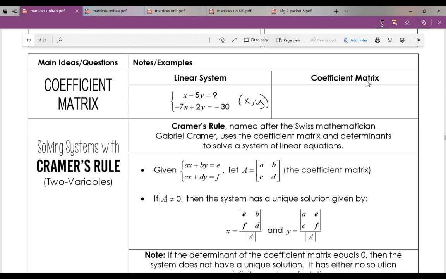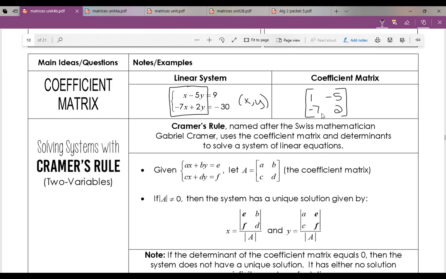So the coefficient matrix is important, all right? So notice how my system is lined up. I have a column of x's, a column of y's, and a column of constant numbers. The coefficient matrix is the 2 by 2 that goes with the x and the y. So the coefficient matrix is 1, -5, -7, and 2. I pulled the coefficients from the variables. Now, 9 and -30, those are constant numbers because they have no variable attached.